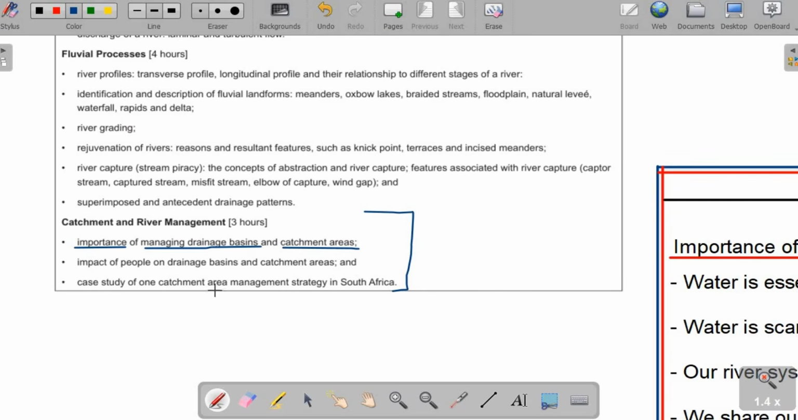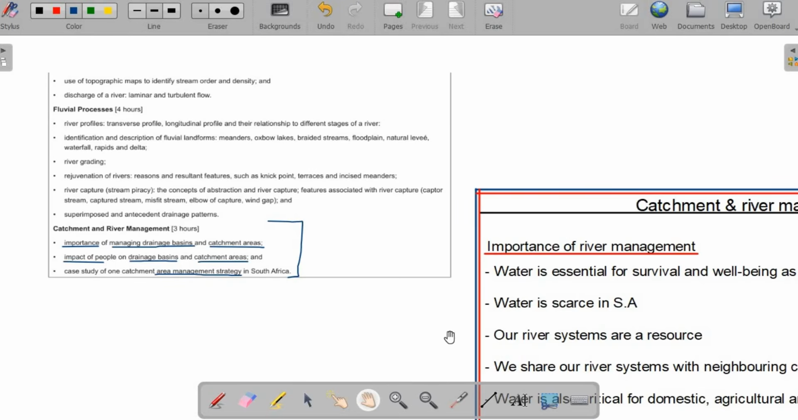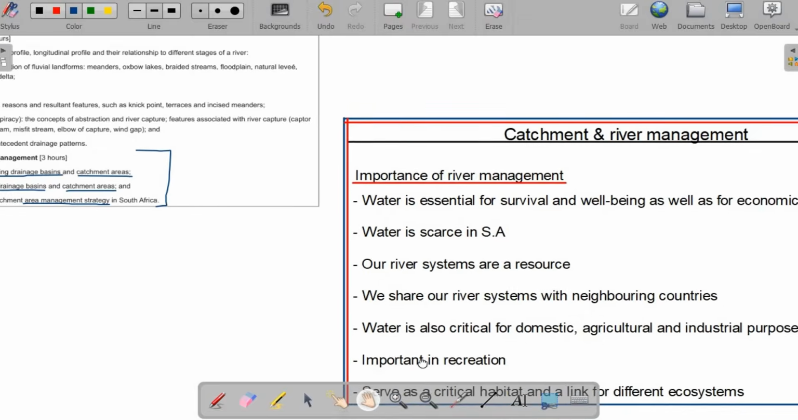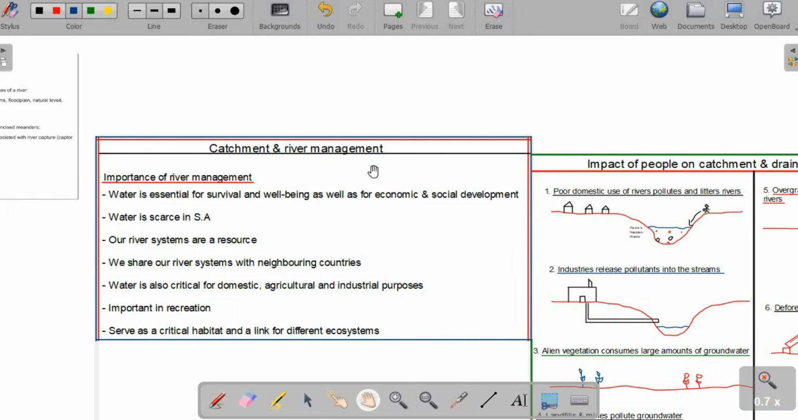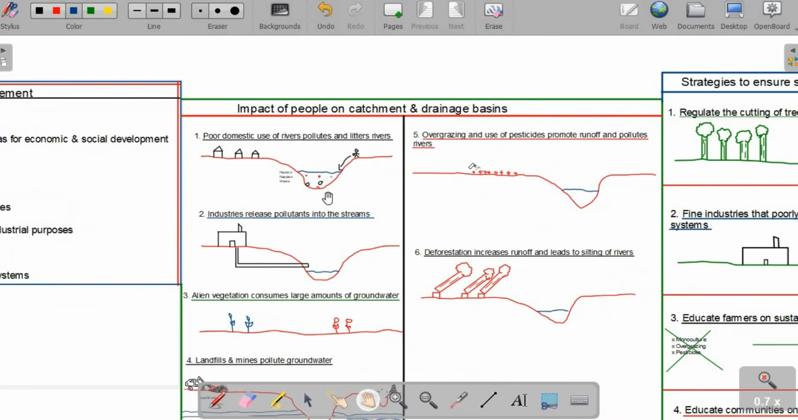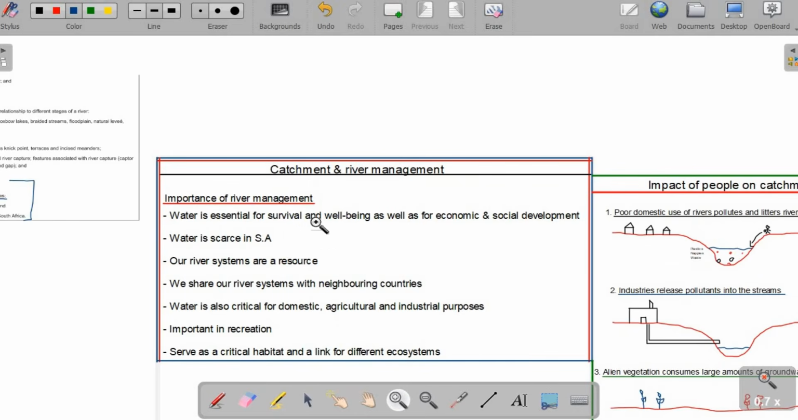Why is it important to do so? And also the impact of people on drainage basins and catchment areas, as well as the solutions, the management strategies that we should employ to ensure that our river systems run efficiently, effectively, sustainably, right? So that's what we're gonna do, guys, and as I said, this is gonna be a short one. As you can see, this is the importance of river management, and then impact, and then the strategies. So without wasting any time, guys, let's just get on to it.